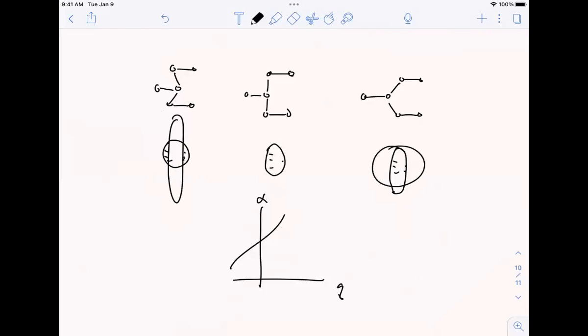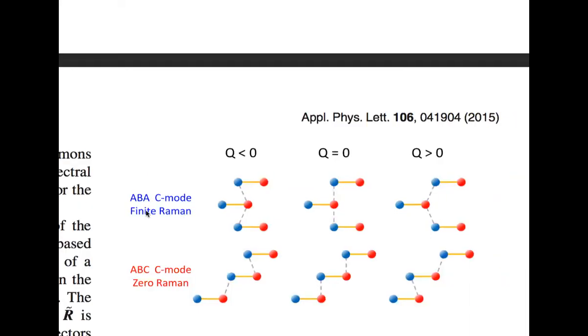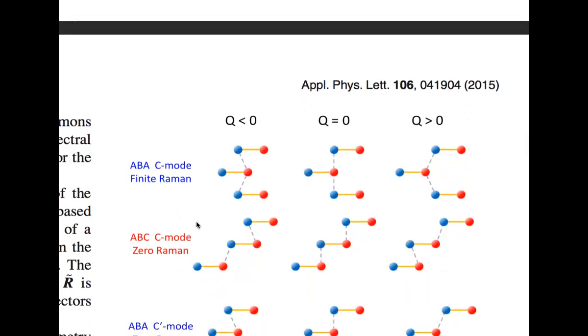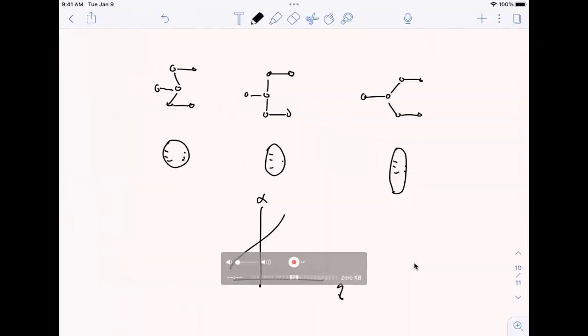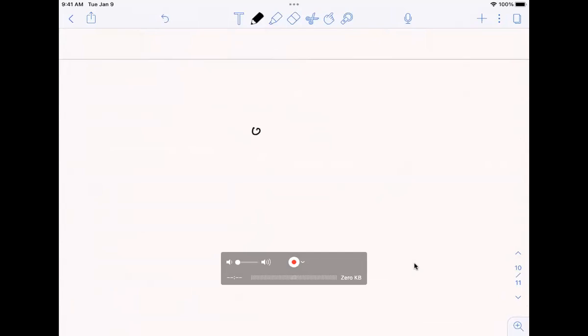So this is one matter. I mean, maybe I made a mistake. This is not smaller, not bigger, but it doesn't matter. As long as the two ends are not the same, you will get a finite slope. Is it okay? So this one is finite Raman. Now look at the ABC, exactly the same mode. This one is going to move in one direction, and this one is going to move in another. Let me just draw it out.